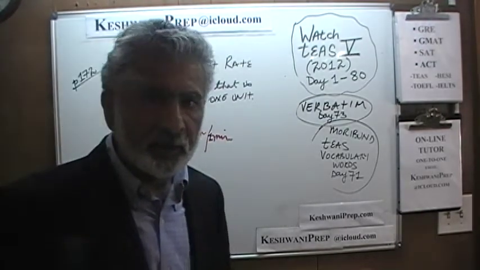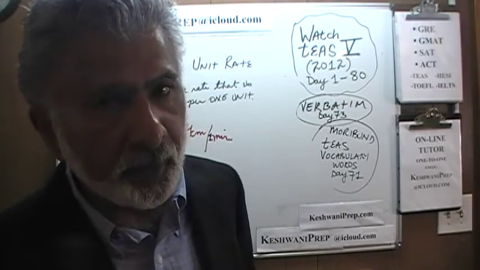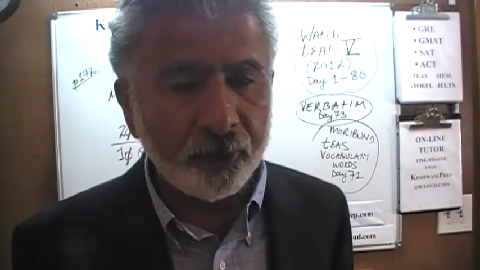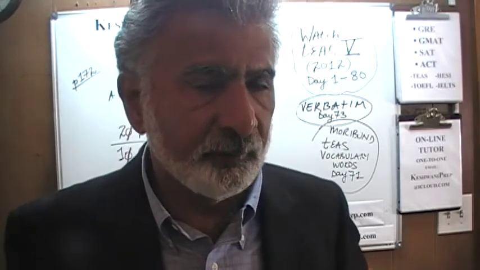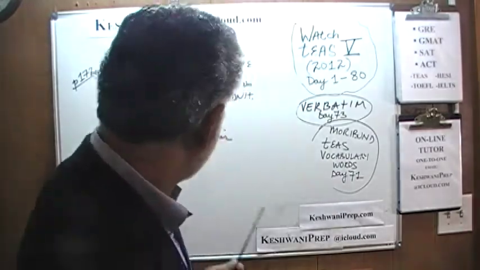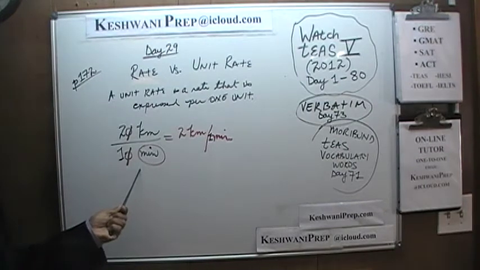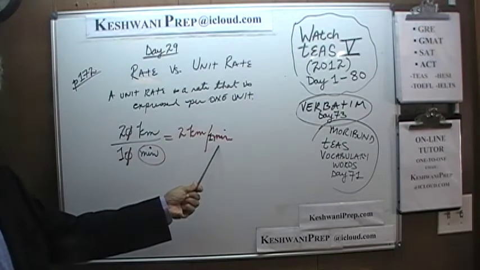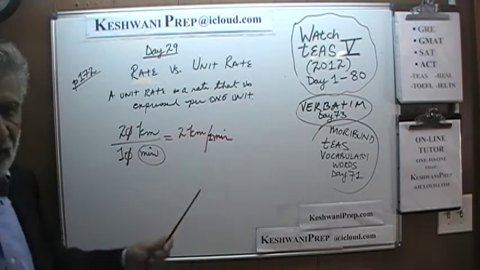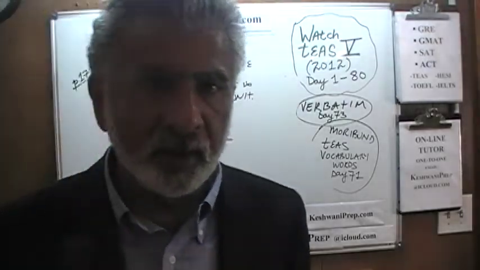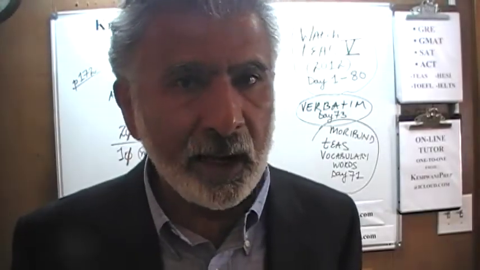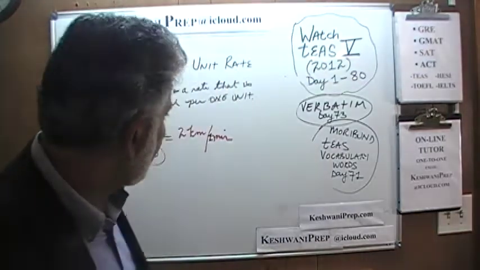However, when you look at the answer choices, you find out that they are all expressed in terms of hours, not minutes, because that's how we usually state speed. So the question is, how do we convert this into a unit rate so that we are expressing our speed not per 1 minute, but rather per 1 hour? How do we do that? Let's take a look.